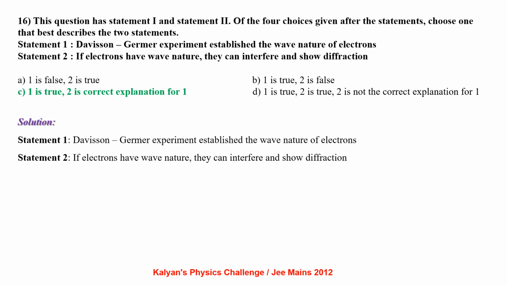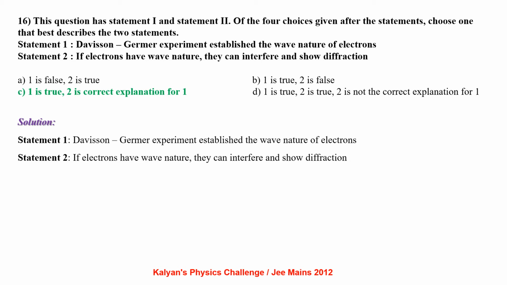This question has statement 1 and statement 2. Of the 4 choices given after the statements, choose one that best describes the 2 statements. Statement 1. Davisson-Germer experiment established the wave nature of electrons. Statement 2. If electrons have wave nature, they can interfere and show diffraction.